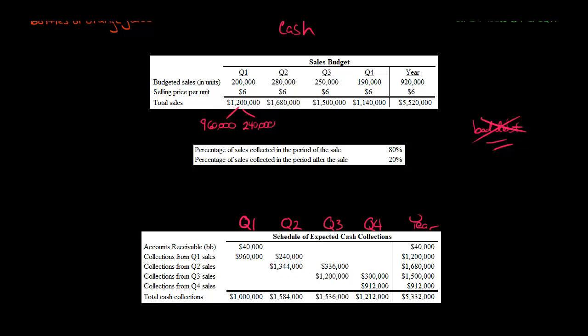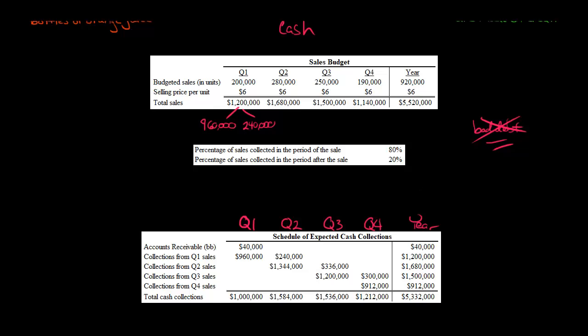So for quarter 2, the cash collected is 80% of this period's sales and then 20% of the last period's sales. It works the same way for quarter 3. We're going to collect 80% of quarter 3's budgeted sales, which is 1.5 million; 80% of that is 1.2 million, plus 20% of the prior period sales. And then we're going to do the same thing for quarter 4. The quarter 4 collections are going to be 20% of the prior period sales, so 20% of 1.5 million is 300,000, plus 80% of quarter 4's budgeted sales, which is 80% times 1,140,000.